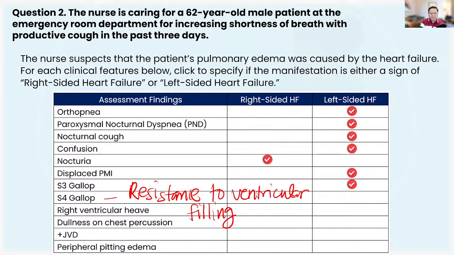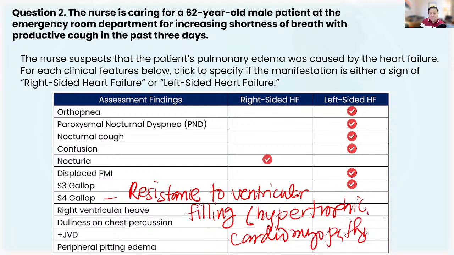Okay, so why is there resistance? Maybe because the patient's heart has what we call hypertrophic cardiomyopathy. Or maybe there is left ventricular hypertrophy. Okay, again, pertaining to the left side of the heart. So, of course, we're going to run out of space here for the left side.